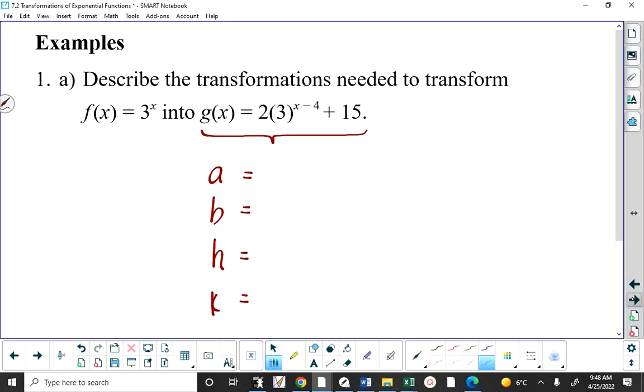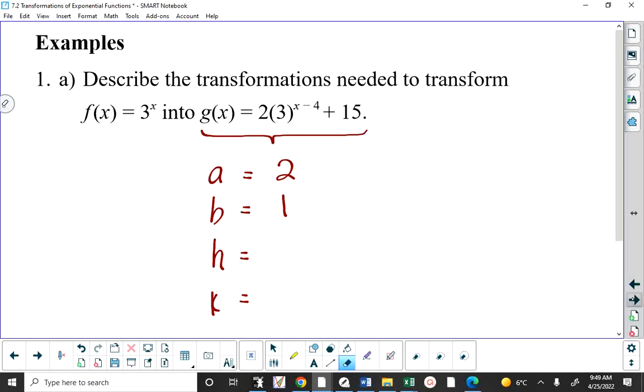So the function is 3 to the x. What are we multiplying the function by, which is the definition of a? We're multiplying it by 2. We are vertically stretching y equals 3 to the x by a factor of 2. B is the number that x gets multiplied by, but since there's nothing written in front of the x, there is really a 1 in front of the x. So b has a value of 1. Remember, this goes back to the first unit. If you don't see an A, A is 1. If you don't see a B, B is 1. If you don't see an H or a K, those are 0.